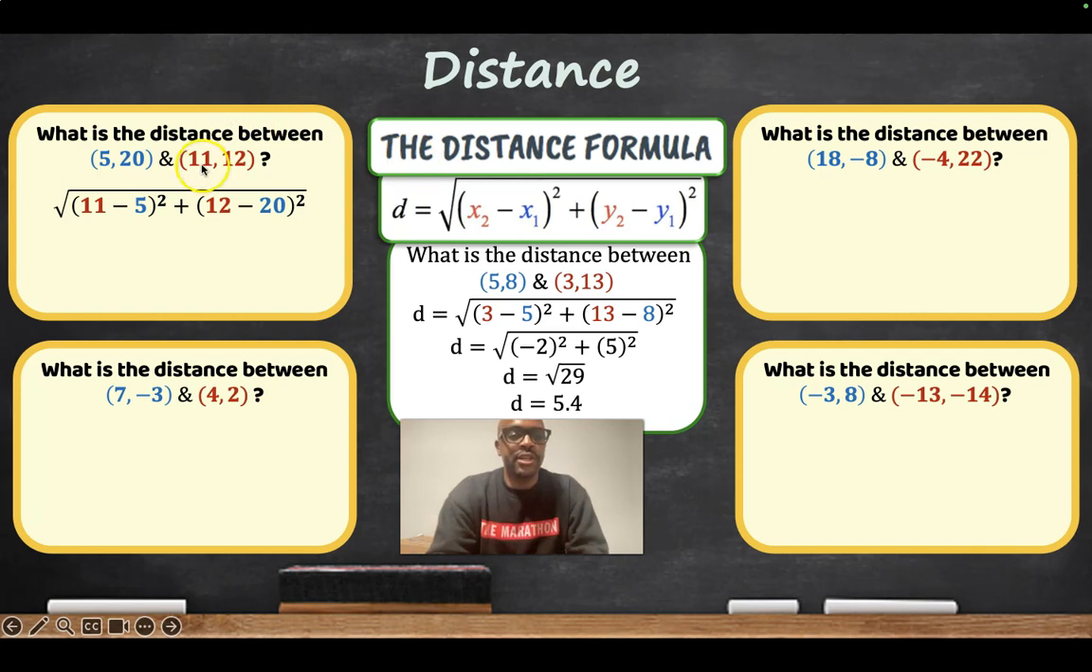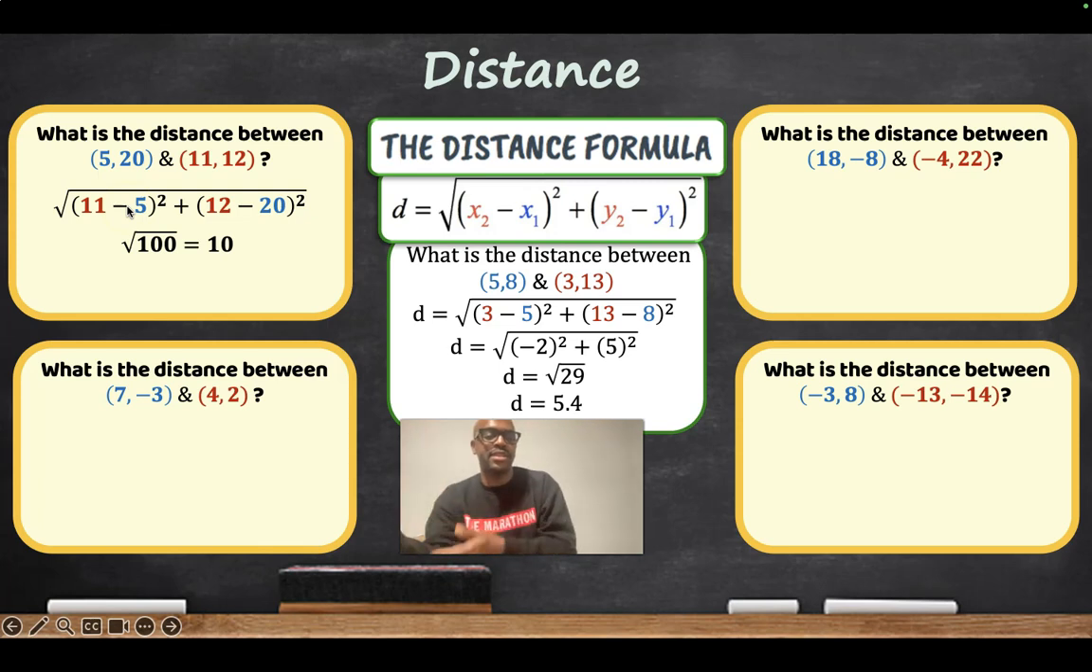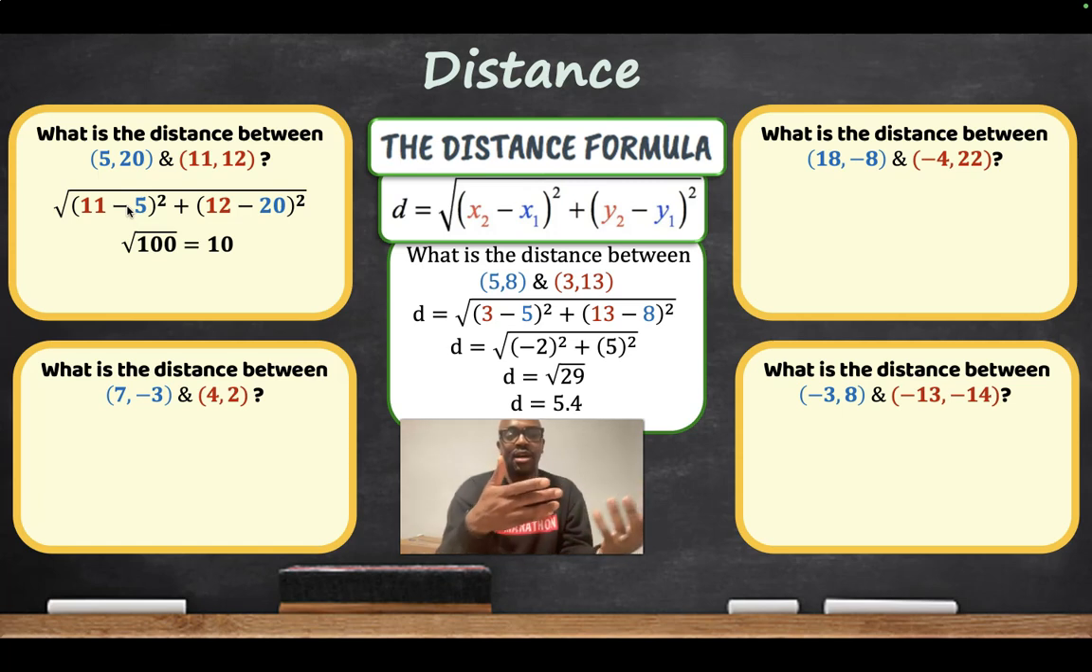So for example, let's look here. x2 minus x1, 11 minus 5 gives us 6, right? If I took 5 minus 11, I would get negative 6. Negative 6 times negative 6 is still a positive 36. All right, just like a positive 6 times positive 6 is 36. So it doesn't matter whether you take 11 minus 5 or 5 minus 11, as long as you square it, it's going to give you the same values.